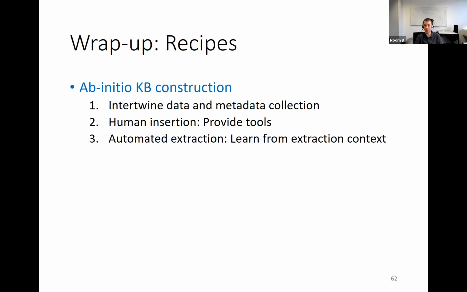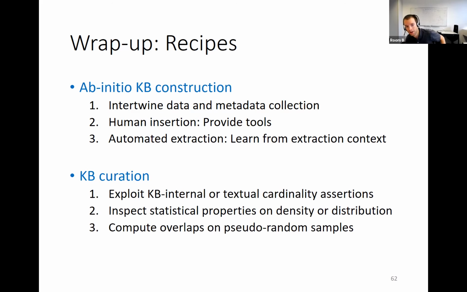If you're doing automatic extraction, then you can use the techniques presented by Fabian and Shrestha for learning from the extraction context how likely the information is to be complete or automatically extracted. If on the other hand you work in a KB curation project, so you're given an existing knowledge base, the suggestion would be to, if available, exploit KB-internal or textual cardinality assertions, because if these are available, that's a prime way to see how complete the knowledge base is. Otherwise, inspect statistical properties on density or distributions, or compute overlaps on pseudo-random samples, the species sampling idea.